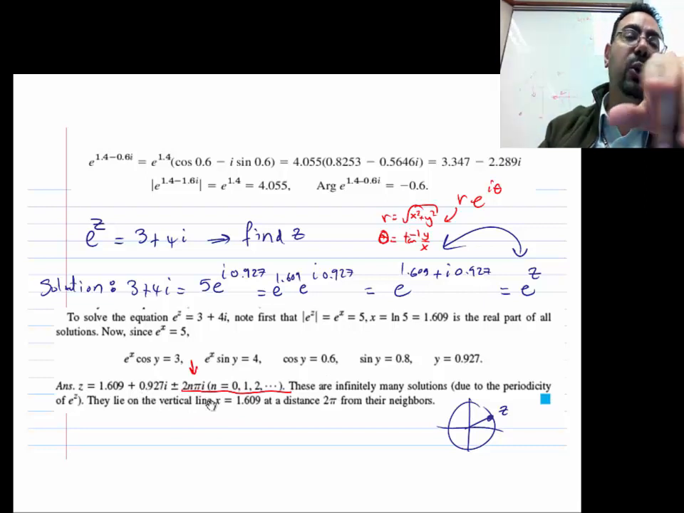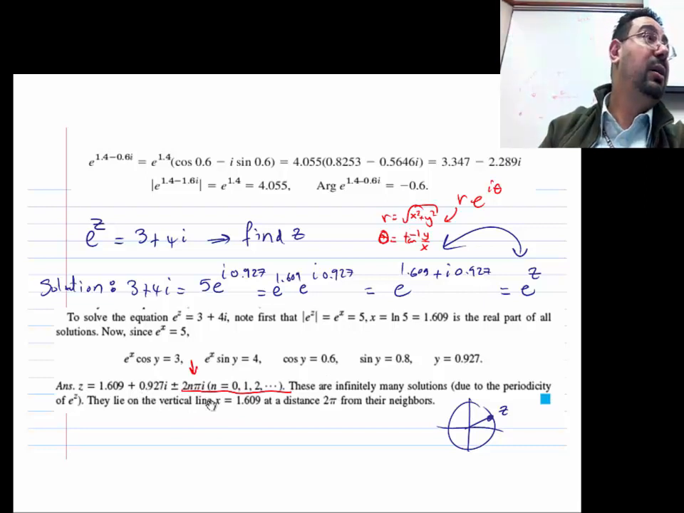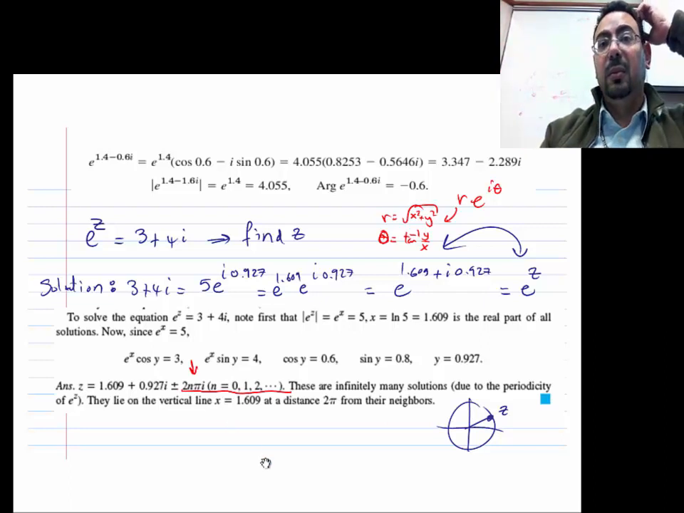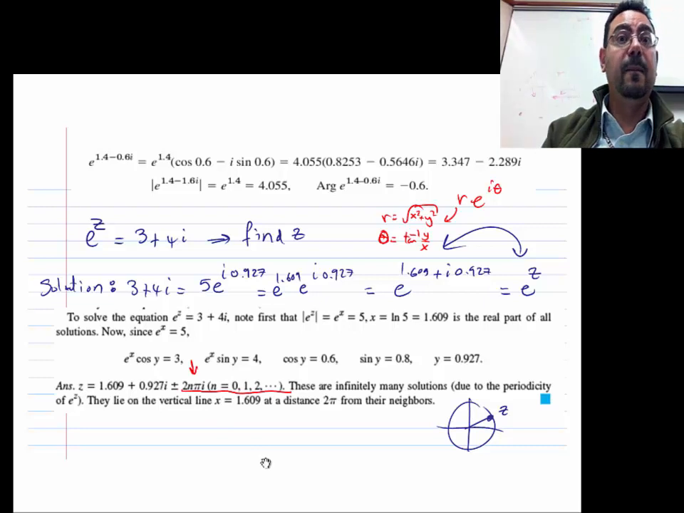So the imaginary part you can keep adding to it, plus or minus 2n pi. Is it literally plus or minus 2n pi i, or plus or minus 2n pi? Plus or minus 2n pi i. Because the number basically repeats itself on the polar coordinates.